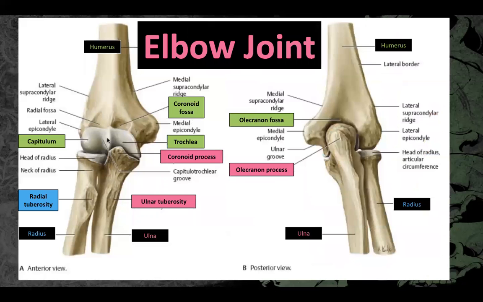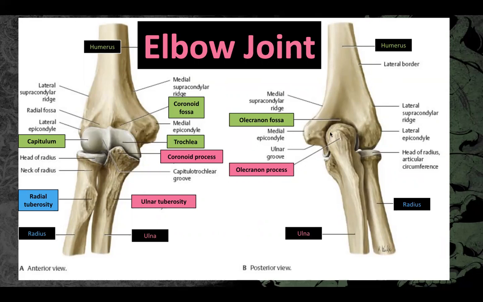So looking in the elbow joint, we have a bunch of different features here. You're not going to need to know these at this point, any really of the features. Knowing the bones is going to be enough, but you can see a few different features. You'll probably hear trochlea and capitulum again. These are just the portions of the humerus that the ulna and radius articulate with.